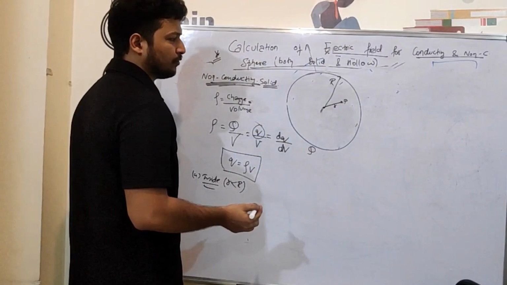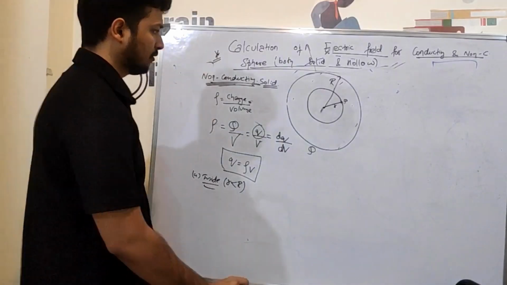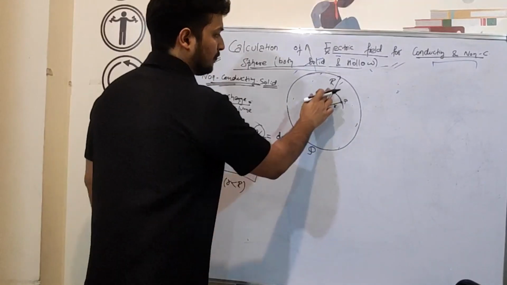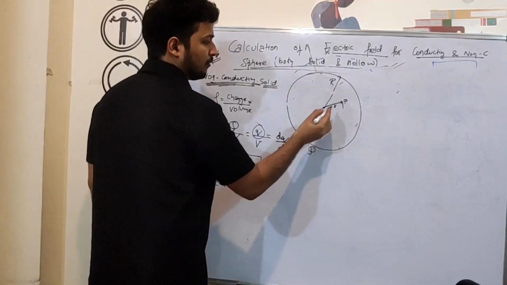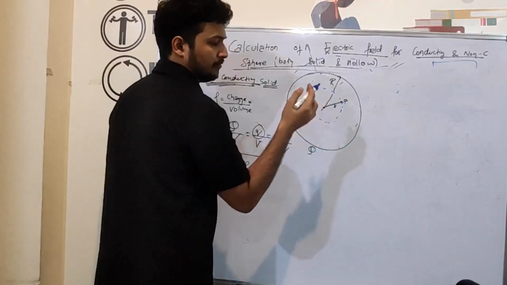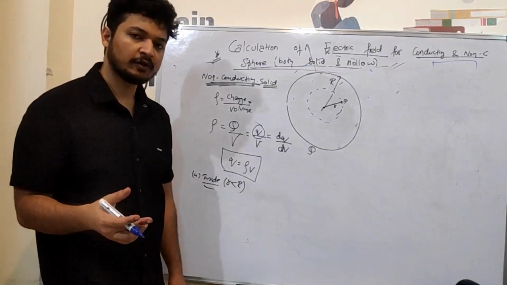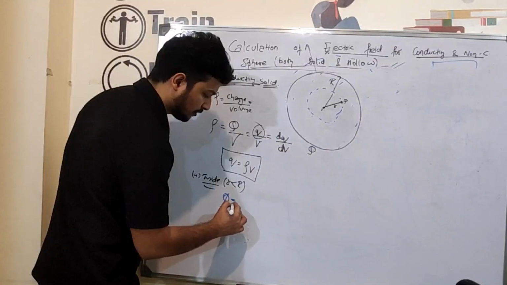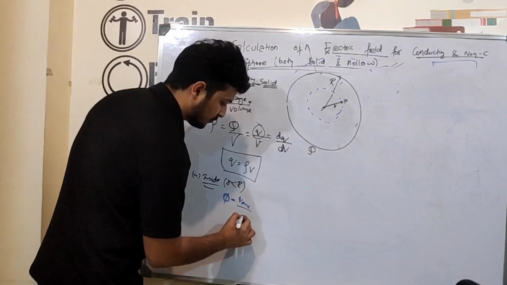What we are going to do? We are just going to simply draw our Gaussian surface. Let me draw it with a different color so that you don't confuse it. We are going to draw a Gaussian surface taking this point distance as our radius. And again, we are going to apply our basic principle of Gauss law, which says the total flux will be equal to the net charge enclosed divided by epsilon naught.